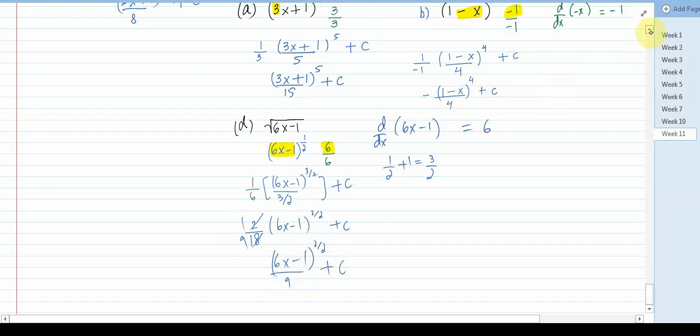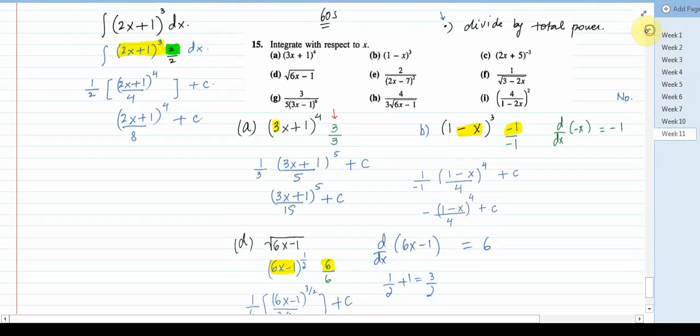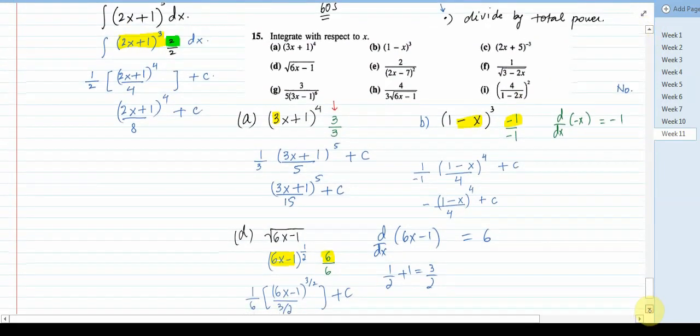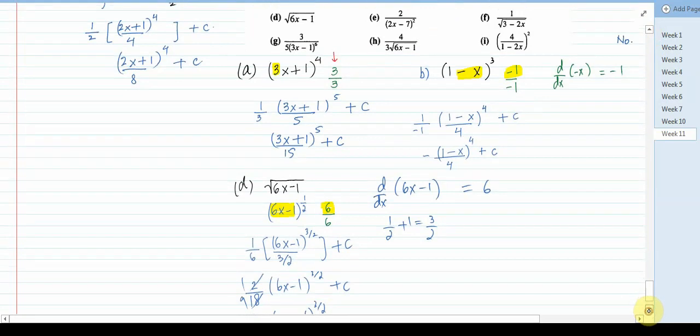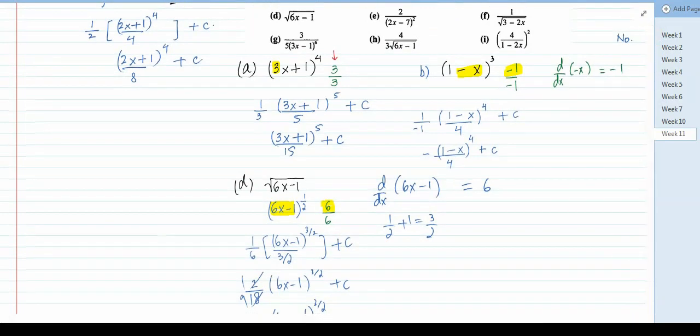Alright, so I hope that it is clear to you, and what you need to do is note down the solution D in your copy, right? And then you need to give it a try for part F, and part F is what? 1 divided by under root 3 minus 2x. Let me do the first step for you.